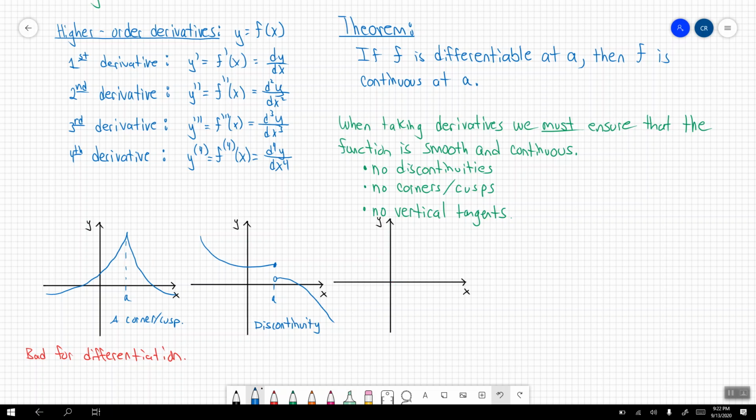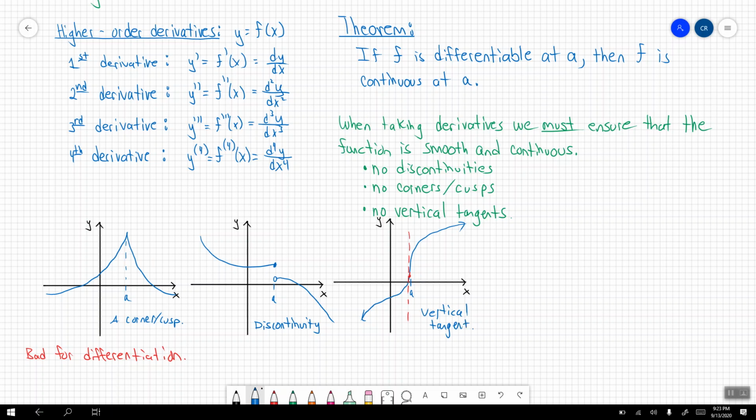So if we have a vertical tangent, say we had a function like this, a vertical tangent could exist at this function at some given value of a. If we have a vertical tangent, again, this process for differentiation is pretty bad and we cannot take that into account. So that's a vertical tangent.